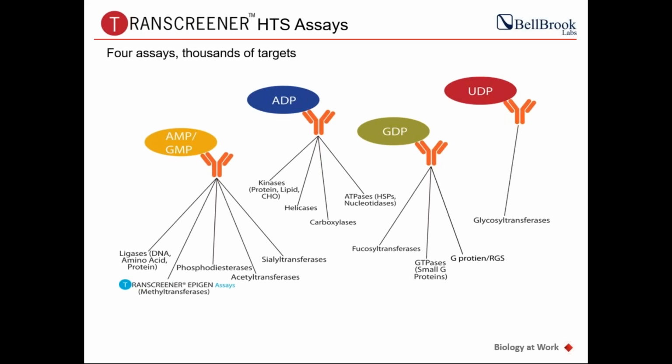So the Transcreener assays, some of you may be aware, are basically immunodetection assays for nucleotides. And there are 4 basic assays which we've converted into different formats using different readouts, but they all detect a nucleotide, which is the product of a number of different enzyme reactions. And that's really the power of the platform. With these 4 different assays for AMP, GMP, ADP, GDP, and UDP, we're able to detect literally thousands of different enzymes that produce these nucleotide products.